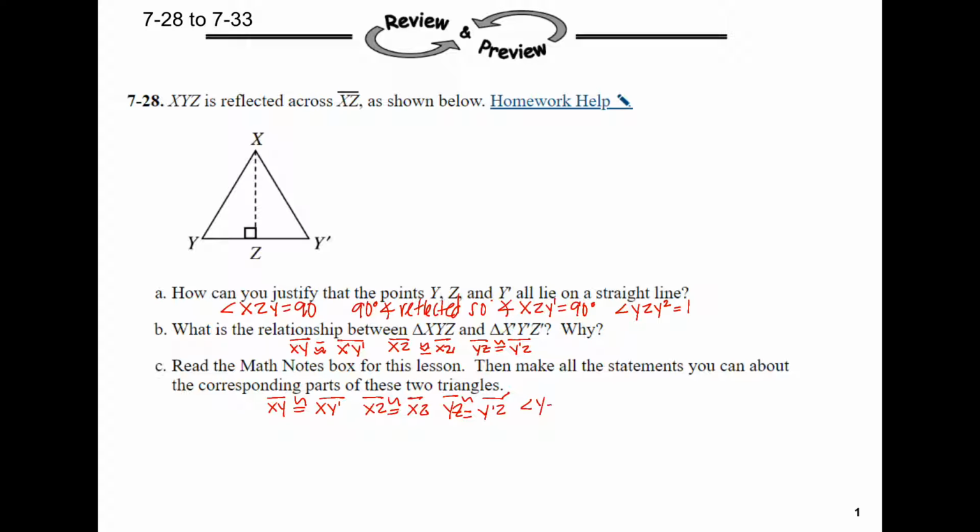Angle Y is congruent to angle Y prime. Angle YXZ would be congruent to angle Y prime XZ, and angle YZX is also congruent to angle Y prime ZX.